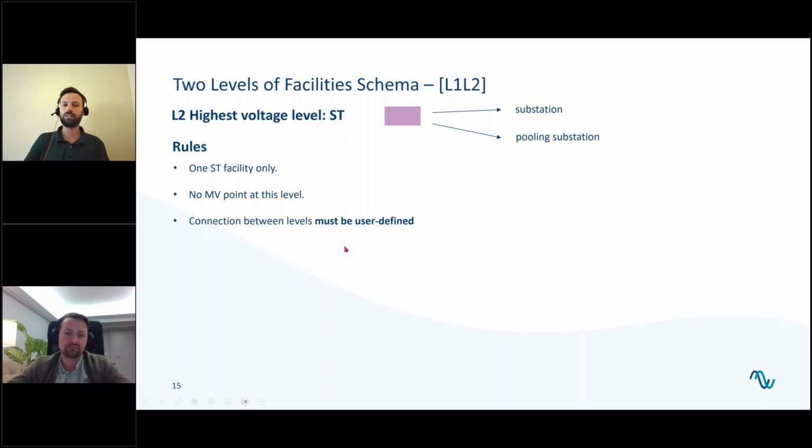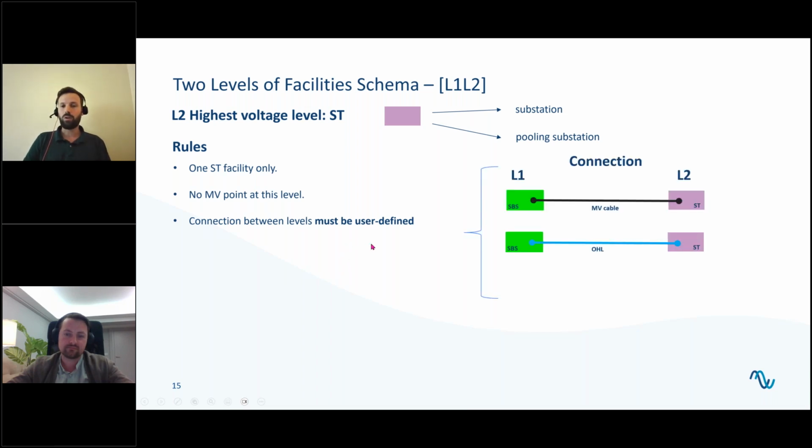How can I define this connection? Now, if your level 1 is a switching and breaking station, then you can choose between MV cable and overhead line. So this is something new that we didn't have before, and it was highly requested by many customers, because for the first time you can exit our polygon with an MV cable. So that's going to be very useful for many of you.